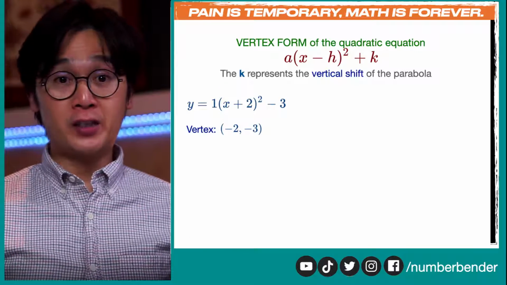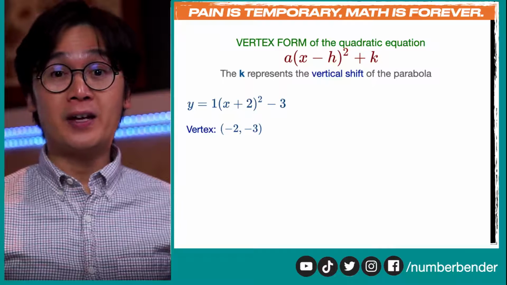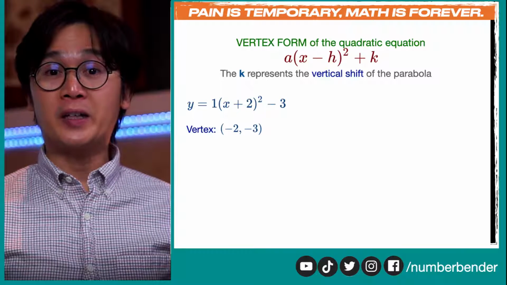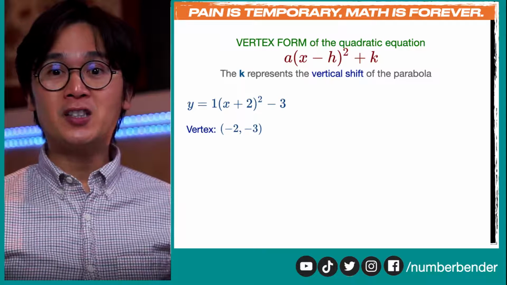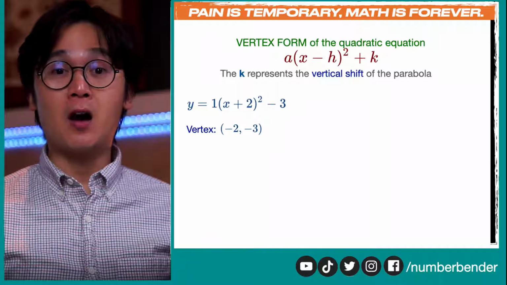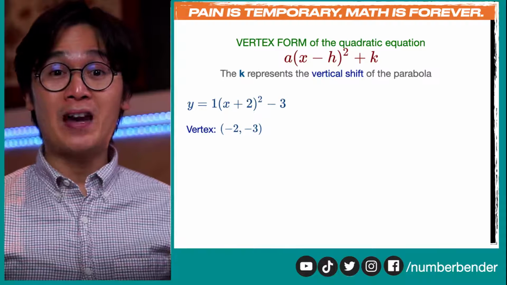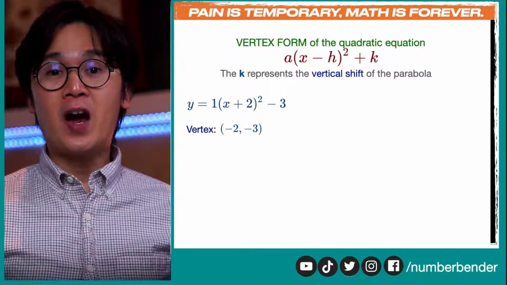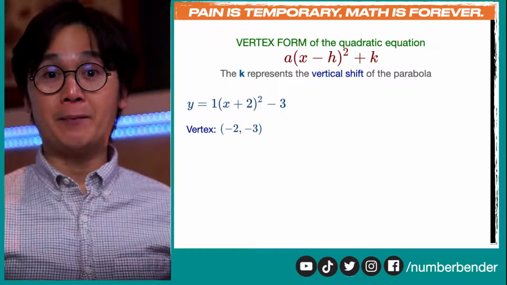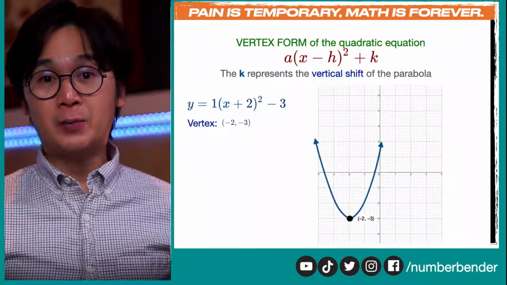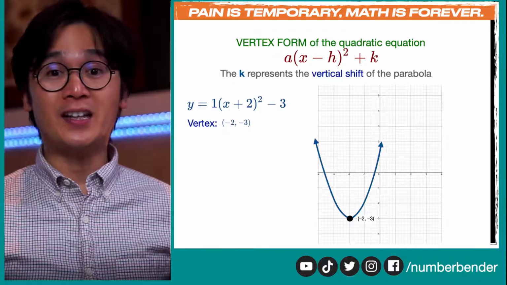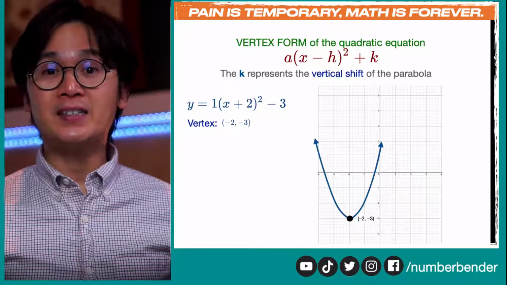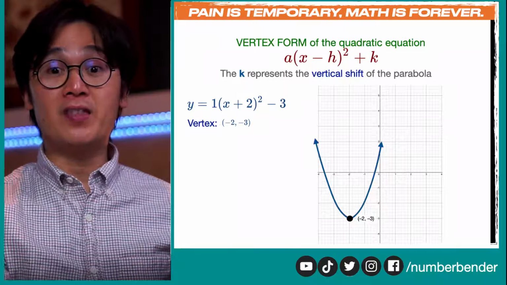And we know that the vertex of this parabola is at negative 2 and negative 3, because to read the vertex form correctly, the x-coordinate is the opposite of h, and the y-coordinate is the value of your k, to find the vertex of your parabola. So that means if we're going to graph this particular vertex form, our parabola is opening upwards since a is positive, and the vertex is at negative 2 and negative 3.